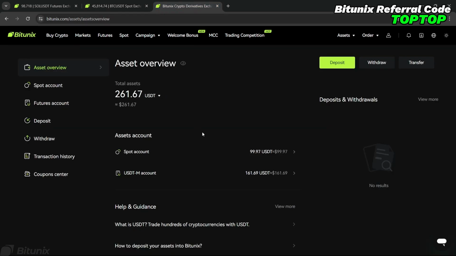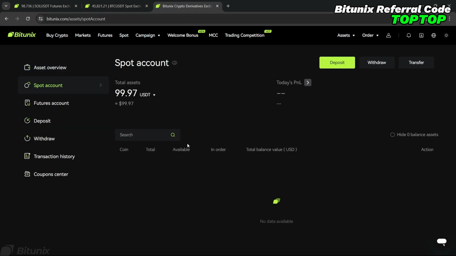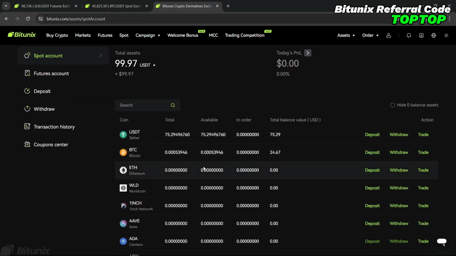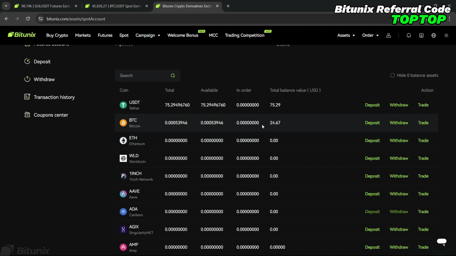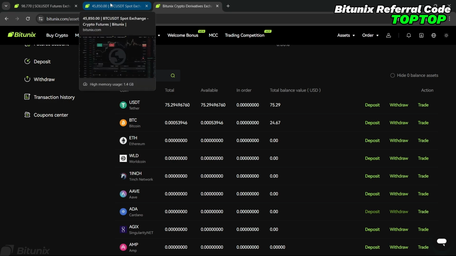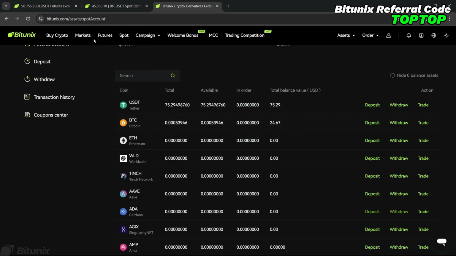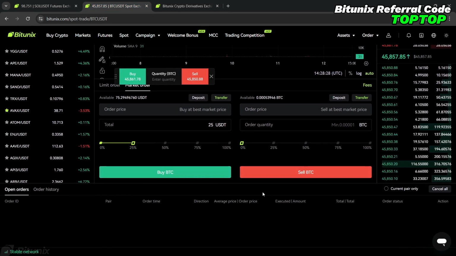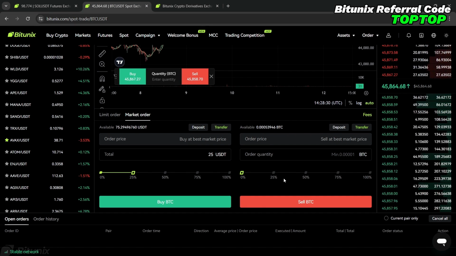If I go over to my spot account and look at the asset overview, I'll see that I now have about $25 worth of Bitcoin, with the rest in USDT. This is exactly what we wanted to happen. From here, I can withdraw my BTC, or I can go back and sell it. For this example, we're also going to show you how to sell any coin you bought.